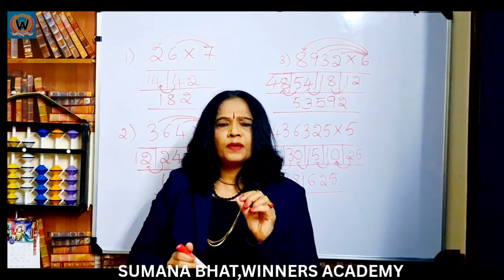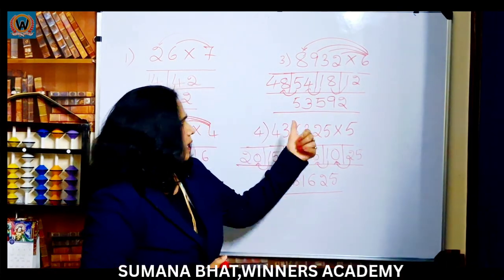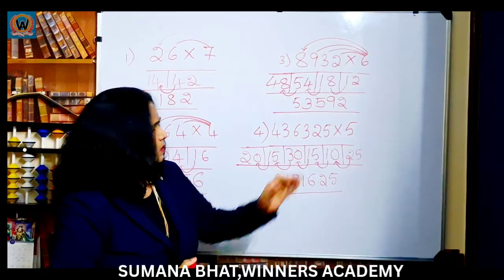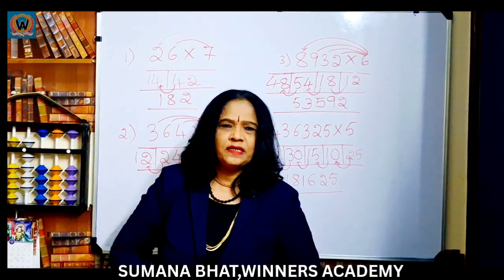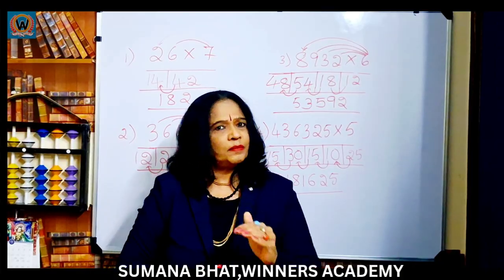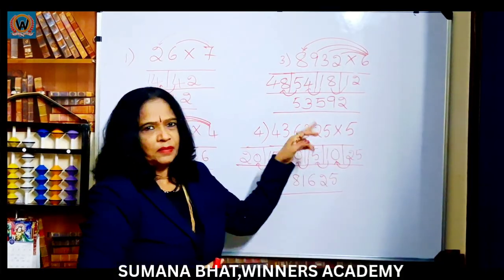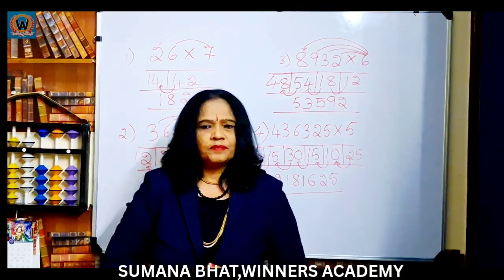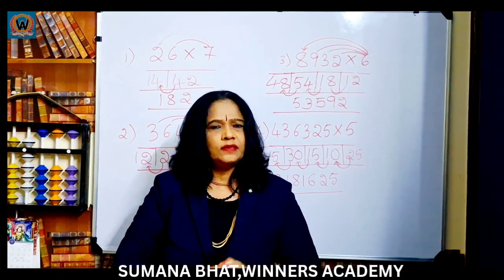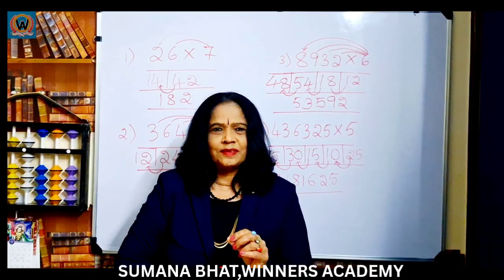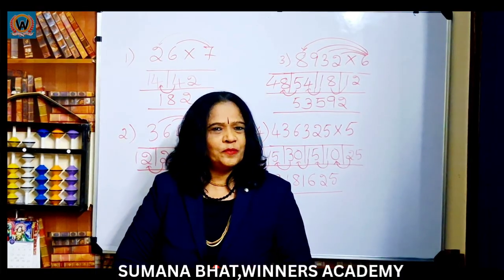This type of multiplication is called the adjustment method because we are going to adjust the number one after the other, right? So it is called the adjustment method, and also it is called the balancing method, balancing the number. Okay, see, this is the multiplication trick for today's video.